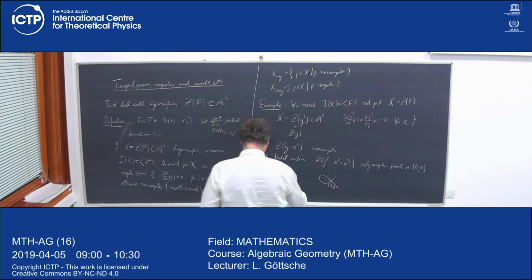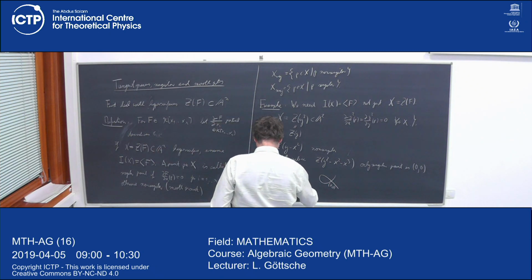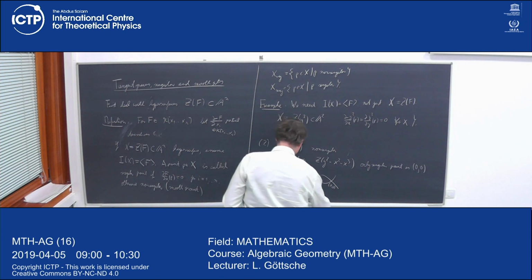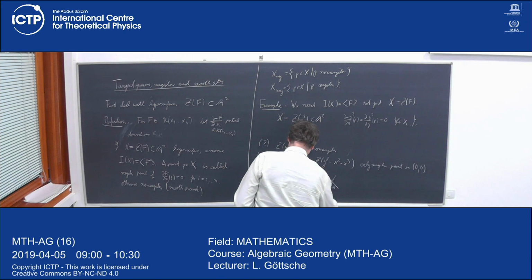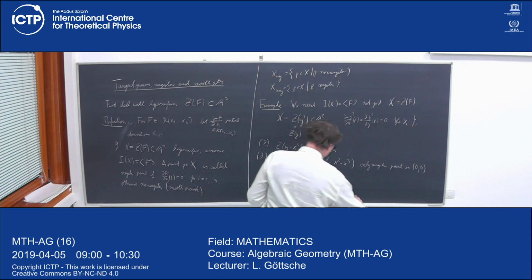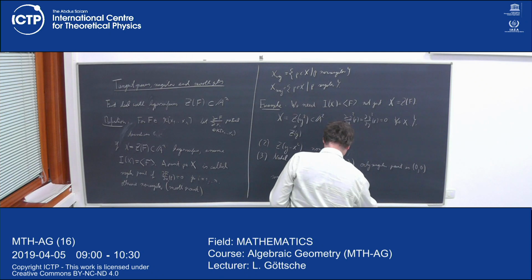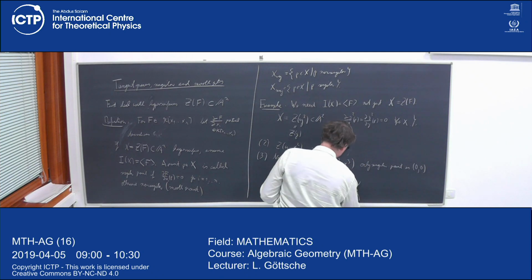And the same for the cuspidal cubic, which would be the zero set of y squared minus x cubed, and at least the real picture is something like that. And again, this is the point 0,0.